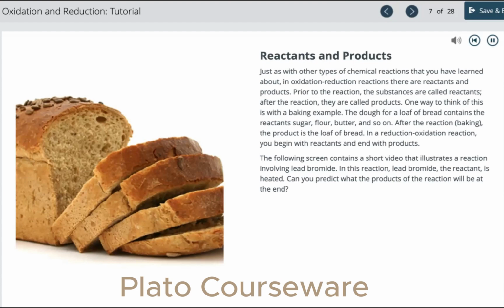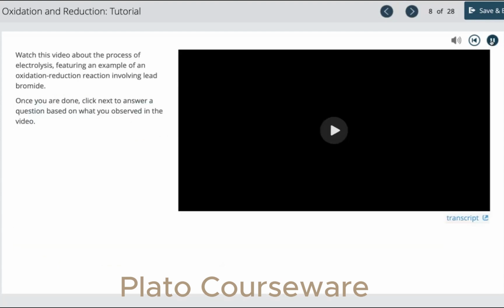In a reduction-oxidation reaction, you begin with reactants and end with products. The following screen contains a short video that illustrates a reaction involving lead bromide. In this reaction, lead bromide, the reactant, is heated. Can you predict what the products of the reaction will be at the end? Watch this video about the process of electrolysis, featuring an example of an oxidation-reduction reaction involving lead bromide. Once you are done, click Next to answer a question based on what you observed in the video.